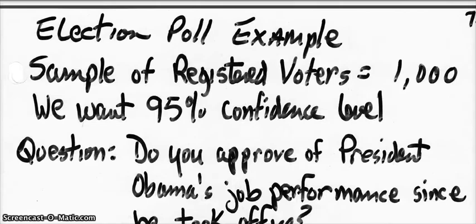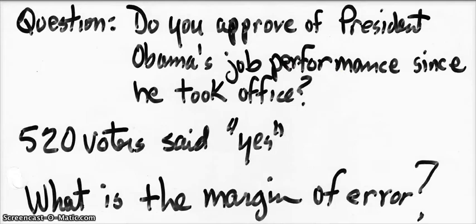Let's try one more example. Election poll. Sample of registered voters, 1,000. We want a 95% confidence level, so our z-value will be 1.96. The question is, do you approve of President Obama's job performance since he took office? 520 of the voters who were surveyed out of the 1,000 said yes.